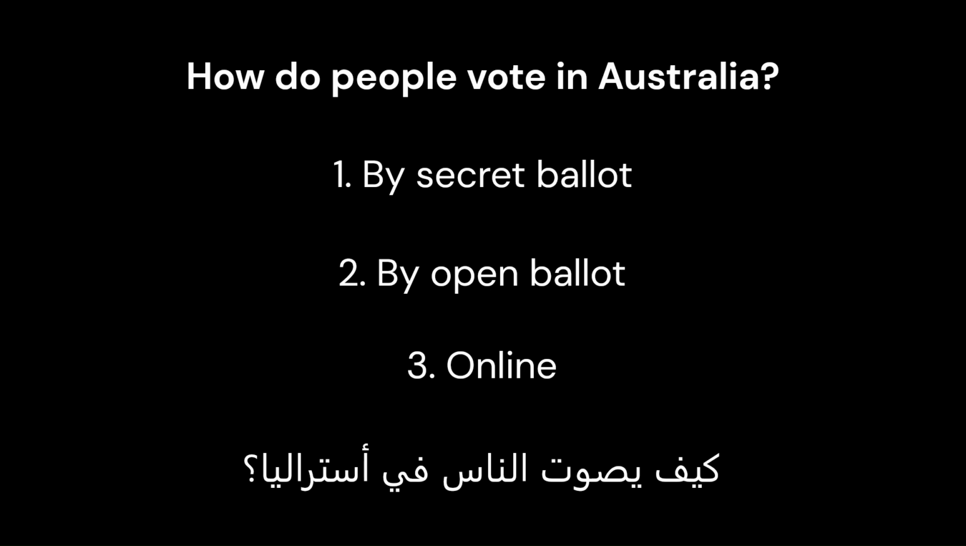How do people vote in Australia? Correct answer is 1. By secret ballot.